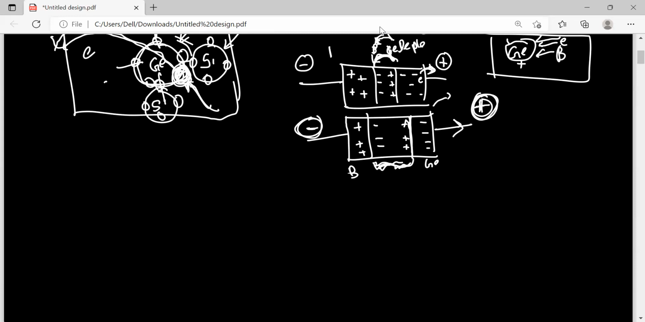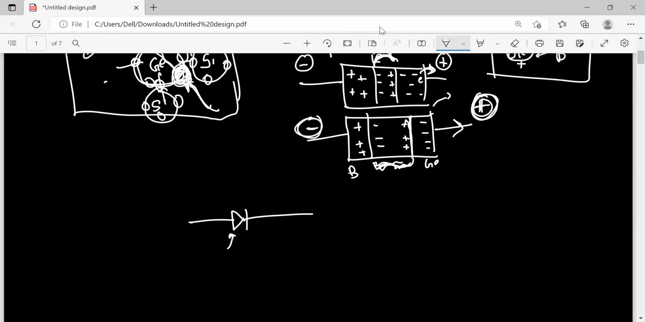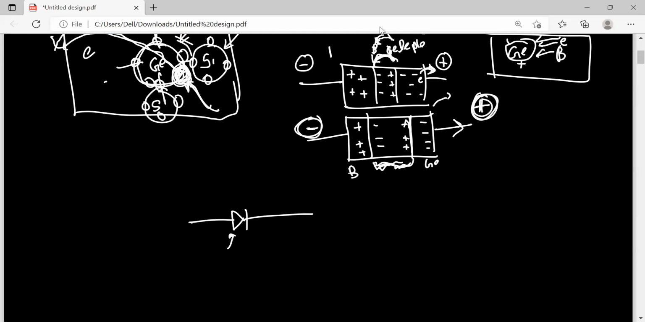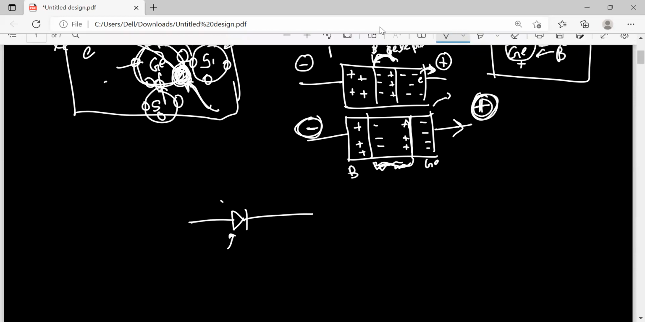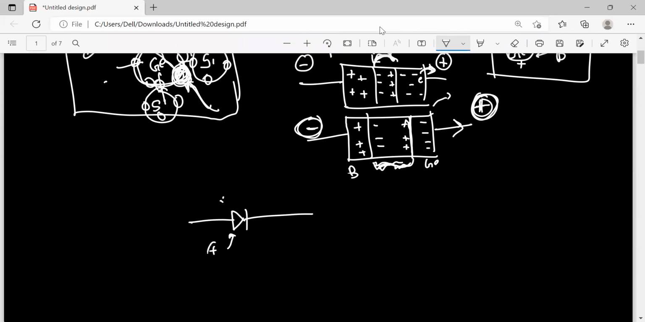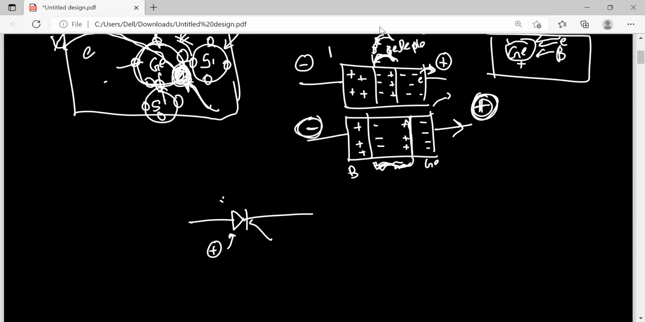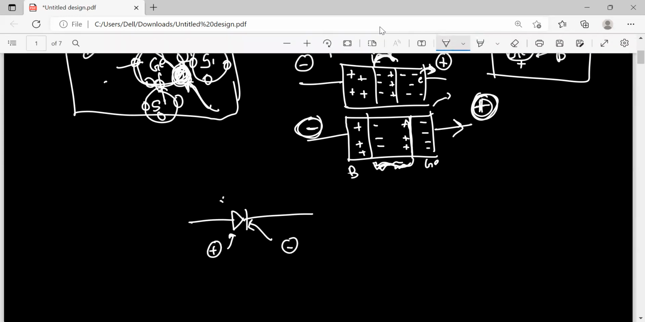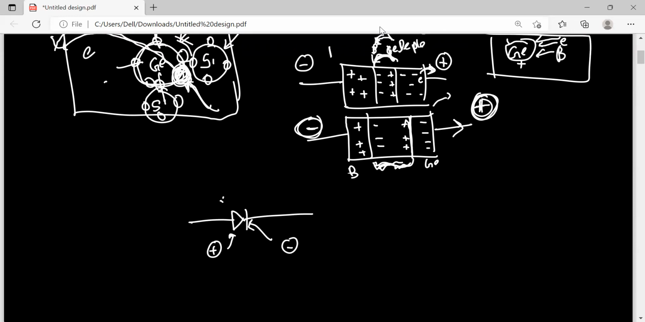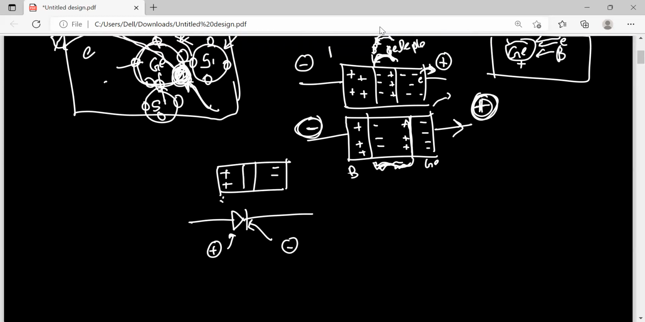Now let's simplify things, because you can't draw these things in exams again and again, so there is a symbol for the diode. The p type side of the diode can be represented on this side. On this side we say this is the positive terminal of the diode, and this is the negative terminal of the diode. But remember, positive terminal means it's going to be p type, and this is going to be n type. There will be a depletion region.